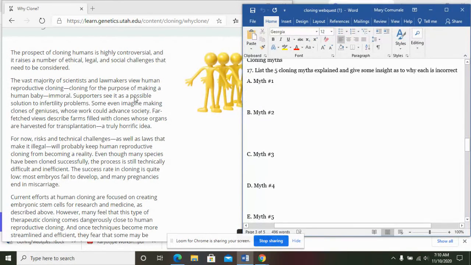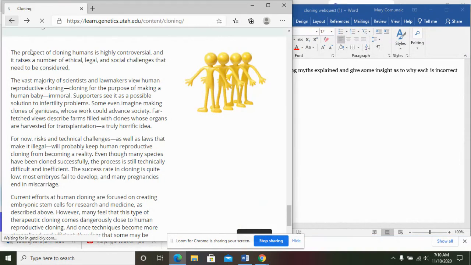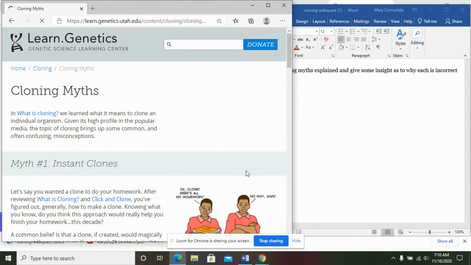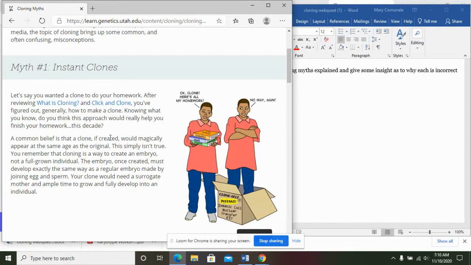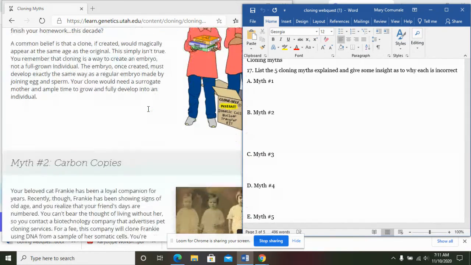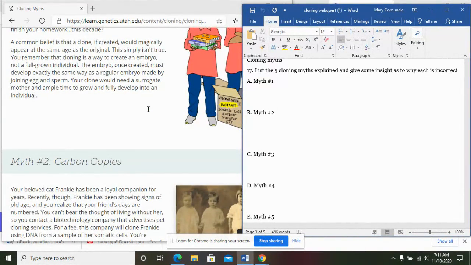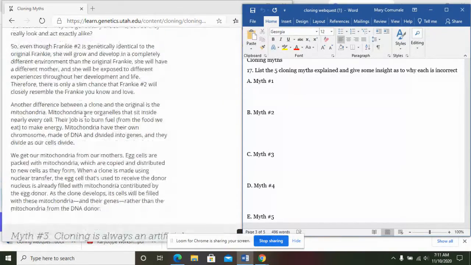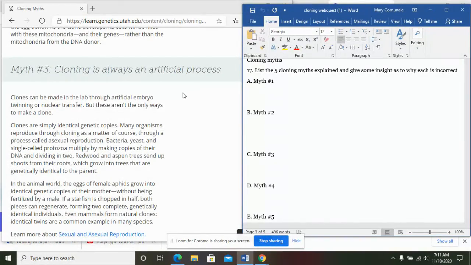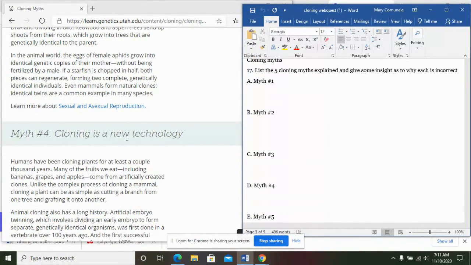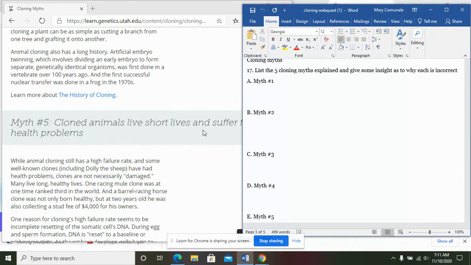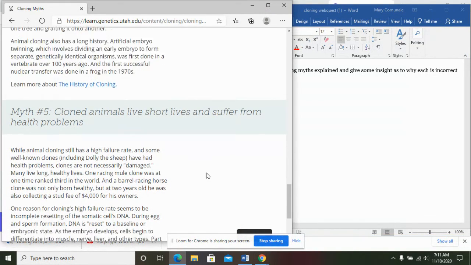The last section of the website that you're going to be using is cloning myths. So there are 5 myths listed, and you are going to tell me what each myth is about and why it's not correct. So myth 2 is carbon copies. 3 is cloning is always an artificial process. So this is the myth right here. It highlights it for you, and then you're just going to go through, quickly read or skim over it and say, well, this is why that myth is not true. 4th myth is cloning is a new technology and cloned animals live short lives and suffer from heart problems.